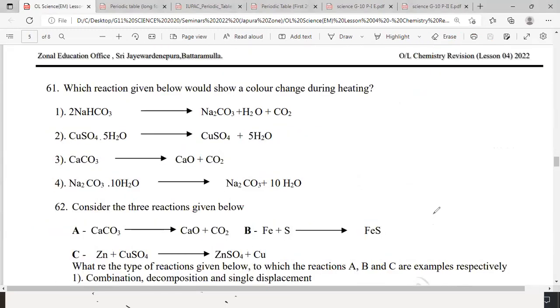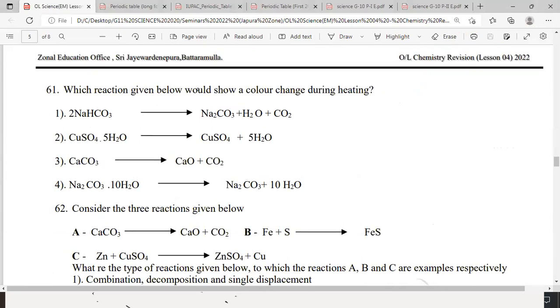Question 61. Any volunteers? A color change. In which of these would a color change occur? Please raise your hand if you can give me the answer. Any volunteers? Okay, I'll ask the answer from Vihanga. Vihanga Ranmini.